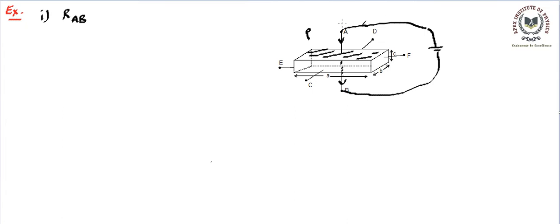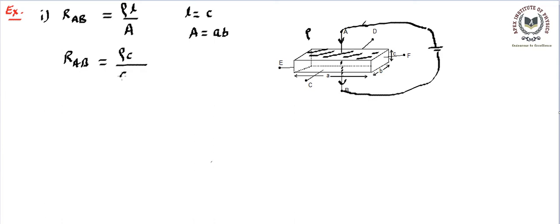So this is how we decide which is the length in the given conductor and which is the area. So for this particular case, RAB will be written as rho L upon A, right? What will this L value be? L will be equal to C. What is the value of A going to be? A will be equal to A into B. So writing this, we can find the value of RAB. This is equal to rho C divided by AB. Making sense?